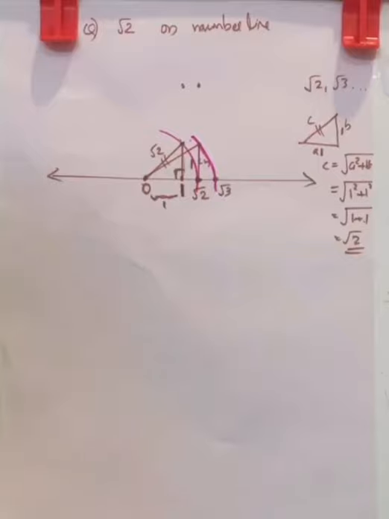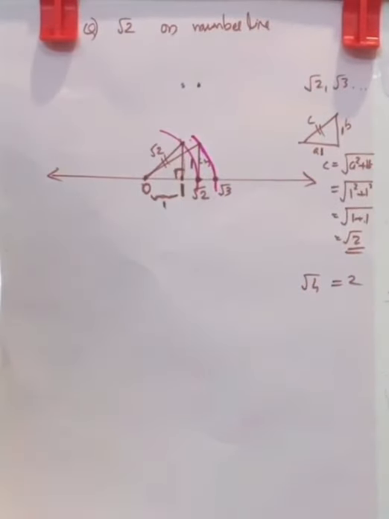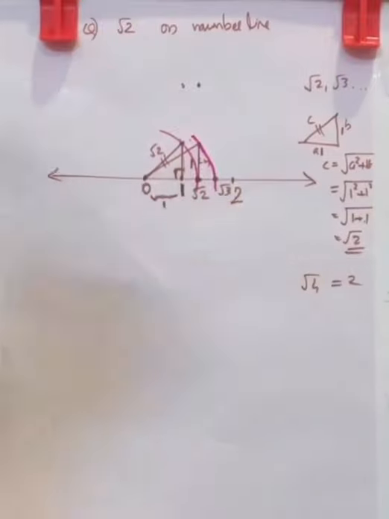Now next is root 4. How will you locate root 4 here? Root 4, the answer is 2. The square root of 4 is 2. So simply you can mark 2 here. Then this is root 4.